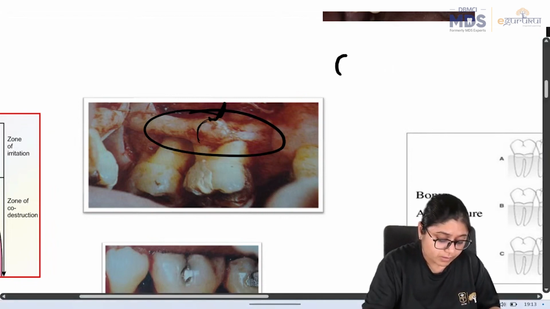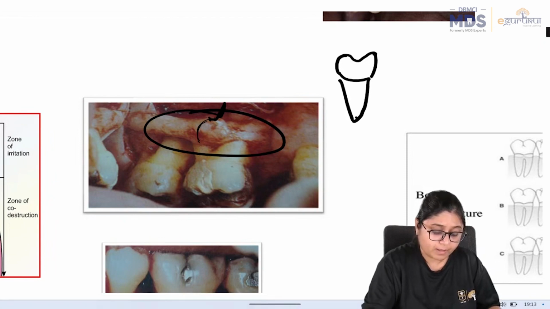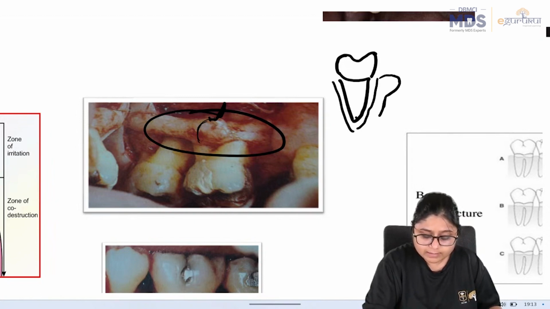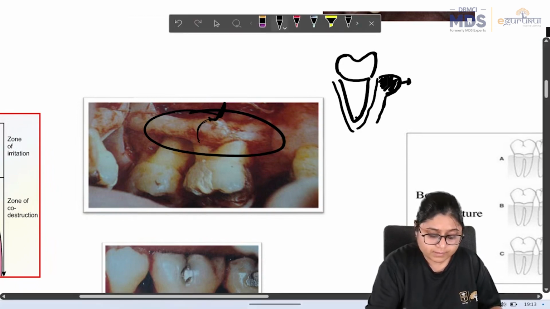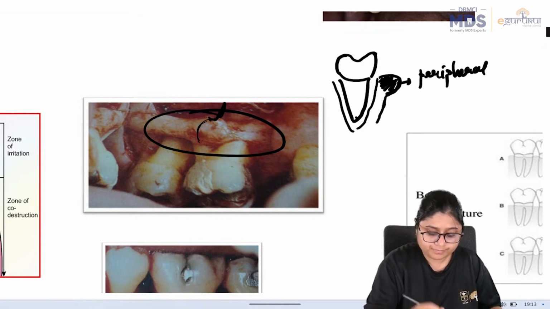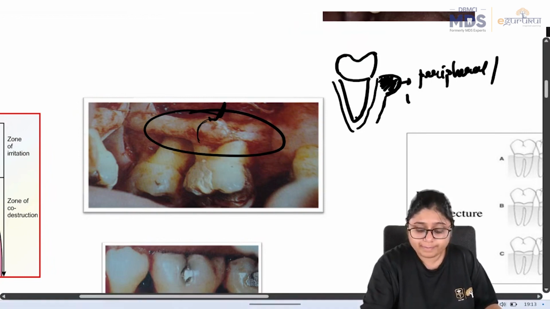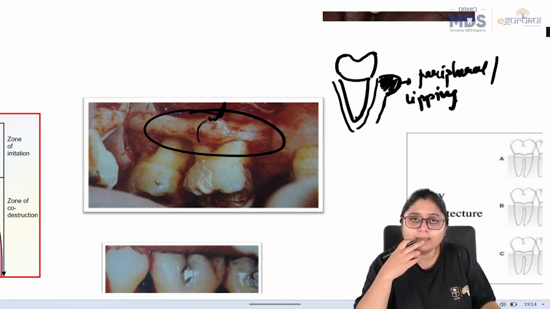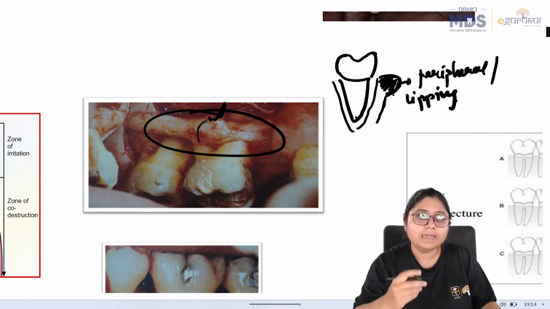Okay. So if this is your tooth, suppose, and this is your alveolar bone, here, like this, there is an overgrowth of the bone. This is called peripheral buttressing. And this is also known as lipping. Why lipping? Because it looks like a lip. Therefore, it is called lipping.